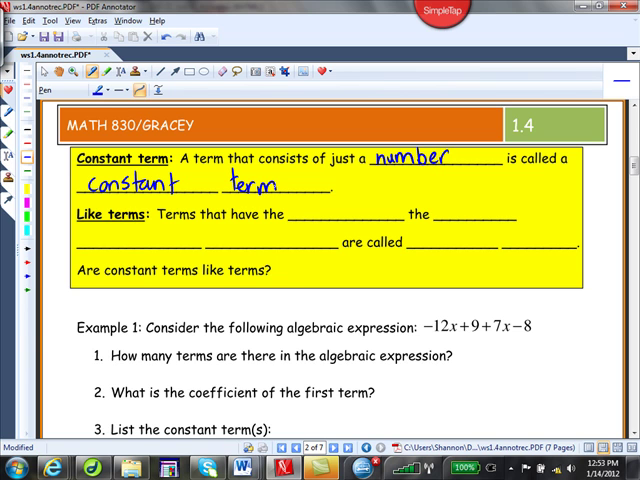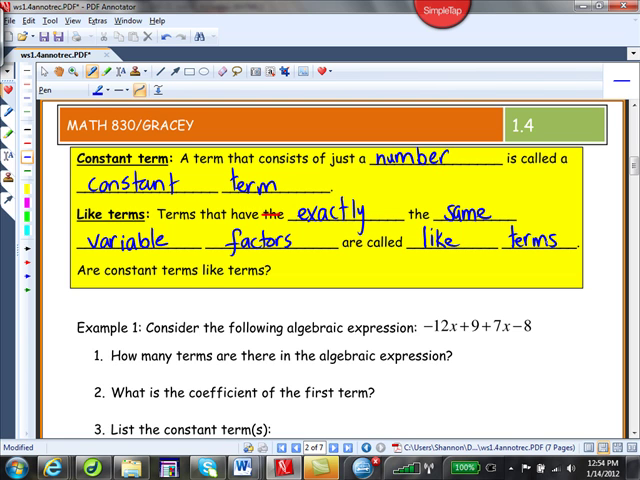Like terms, terms that have exactly the same variable factors are called like terms.